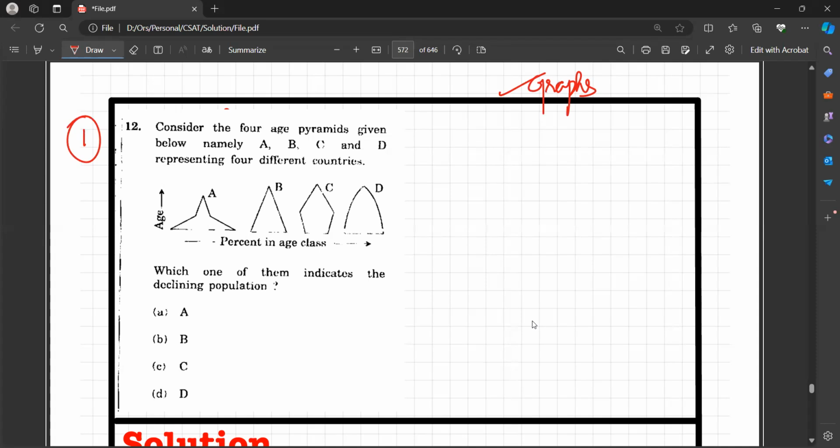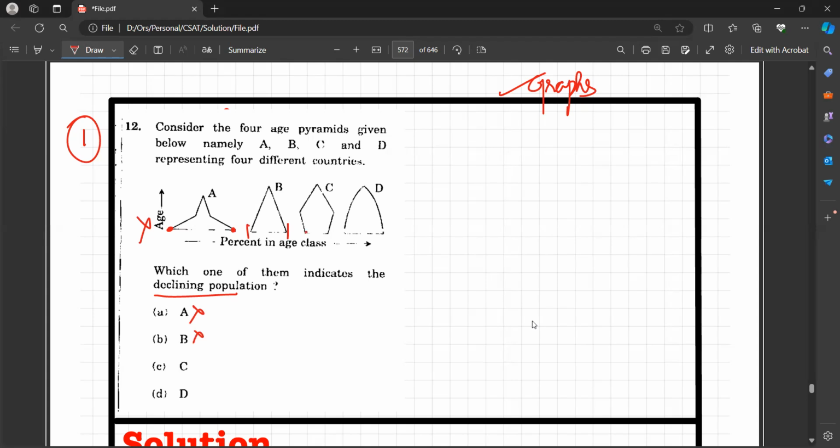Consider the 4 edge pyramids given below, namely A, B, C, and D, representing 4 different countries. Now, which one of them indicates the declining population? Declining population, यहाँ पे the lower age population is greater than higher age population. So obviously this is not a declining population. A is wrong. B again higher, wrong.